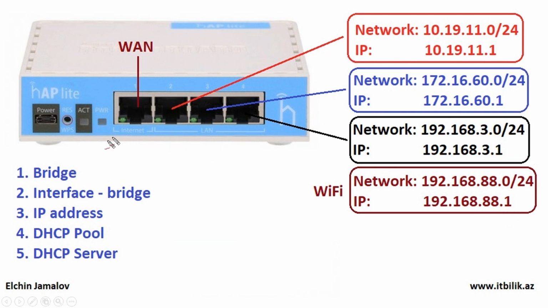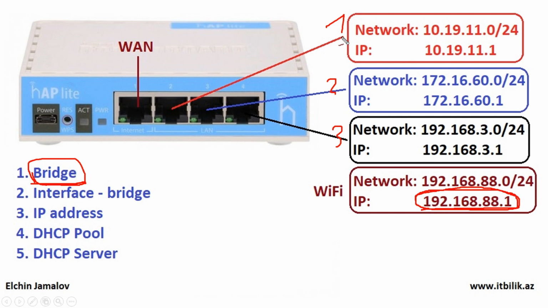So here are the steps. First of all, by default in MikroTik routers there is only one bridge, and all local area connection ports are connected to this bridge. In order to create several networks, we should create several bridges. If we have one bridge, we should create an additional 3 bridges. The default bridge already has the IP address 192.168.88.1. This IP address is assigned to the default bridge by default.